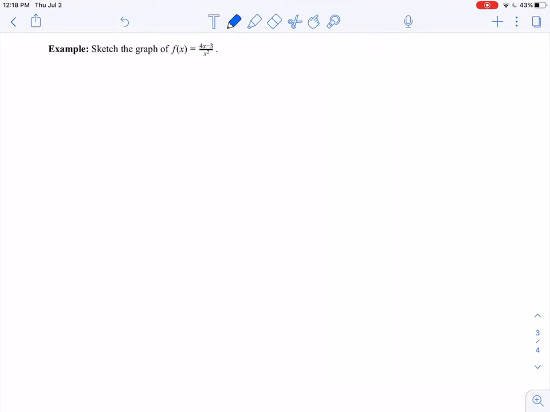We need to start by looking at our original function f of x, and how about I do that in black here. I'm going to, first of all, worry about the domain a little bit because we have a rational function. I'll take my denominator and set it equal to 0, x squared equals 0. Solving that, x cannot equal 0. My domain is technically negative infinity to 0 and 0 to positive infinity. It's all numbers except for 0.